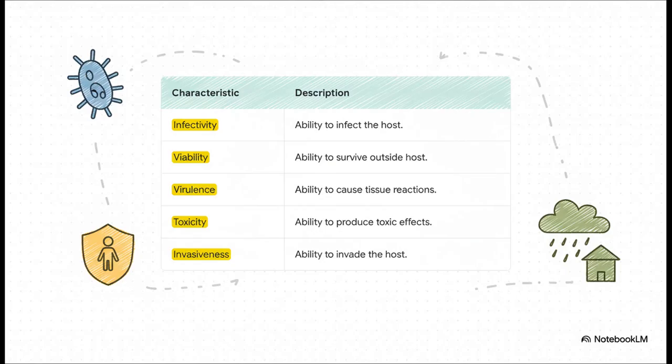Now, a really important thing to get is that not all agents are created equal. They have different characteristics. You can almost think of them like different superpowers. Infectivity, for example, is how good it is at getting into your body. Viability is how long it can survive on, say, a doorknob, waiting for someone to touch it. And virulence is how much damage it can do once it gets inside. These traits are what make one agent a minor nuisance and another one incredibly dangerous.